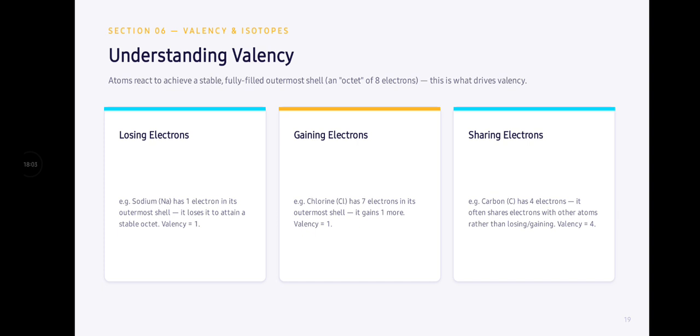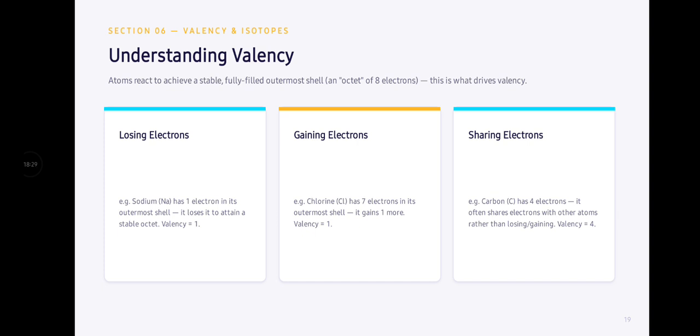Understanding valency. Atoms react to achieve a stable, fully filled outermost shell, that is an octet of 8 electrons. This is what drives valency. Losing electrons: sodium, Na, has 1 electron in its outermost shell. It loses it to attain a stable octet, valency 1.